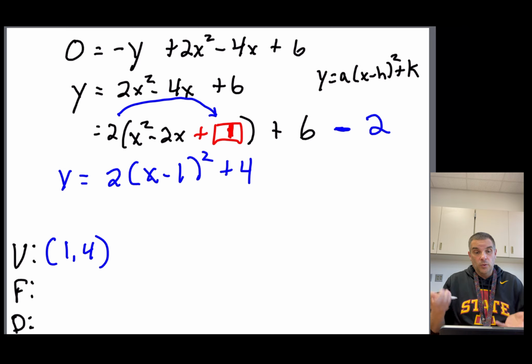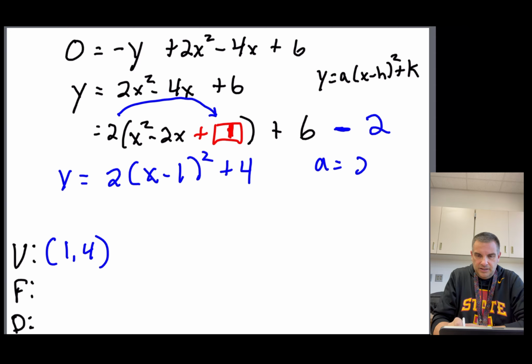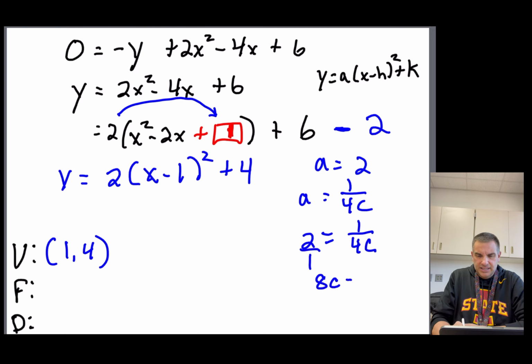If we want to find the focus, we need to know our c value. Well, we know our a value in this case. Our a value is 2. So our formula was a is equal to 1 over 4c. So this is 2 now. So we got 2 is equal to 1 over 4c. Cross multiply. So you get 8c equals 1, so c equals 1/8.